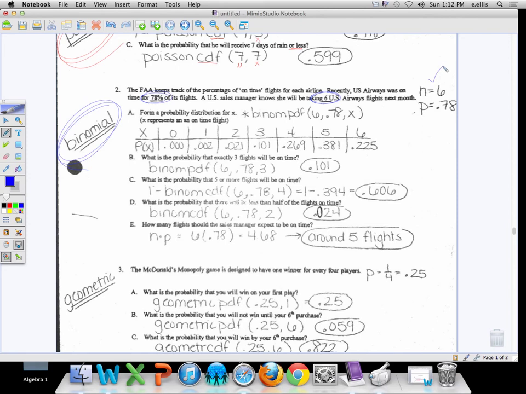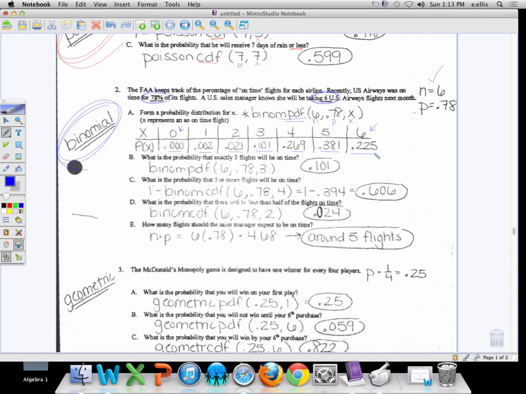So when they say form a probability distribution, if there are 6 flights, you can go anywhere from 0 all the way up to 6. The probabilities will all be filled out with PDF. Binomial PDF, tables are always PDF. You go N, then P, then you fill them in with all your X's there. So 0, your probability of success is 0.000. 1 is 0.002, 0.021, 0.101, 0.269, 0.381, 0.225. Then you can use that or set up probabilities on your own here.